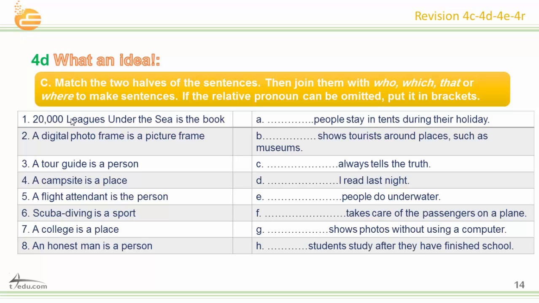Okay, let's check our answers. Number one with D, 2, G, 3, B, 4, A, 5, F, 6, E, 7, H, 8, C. Now let's join the sentences together.